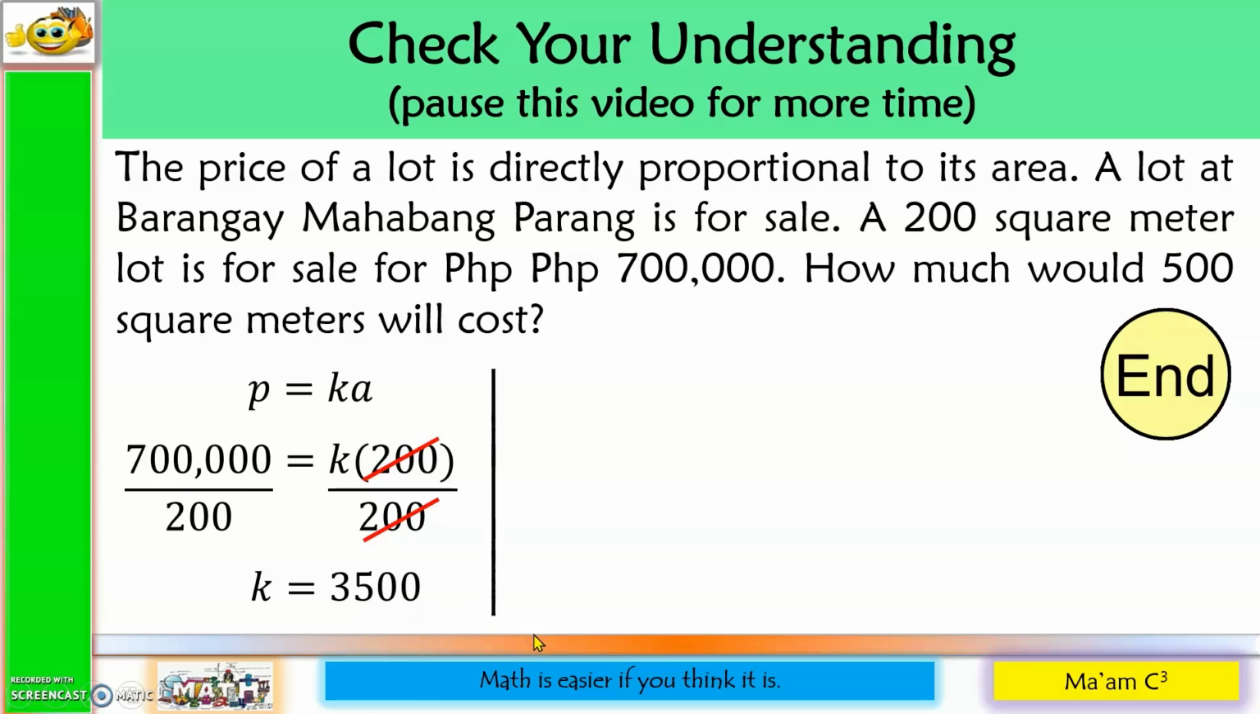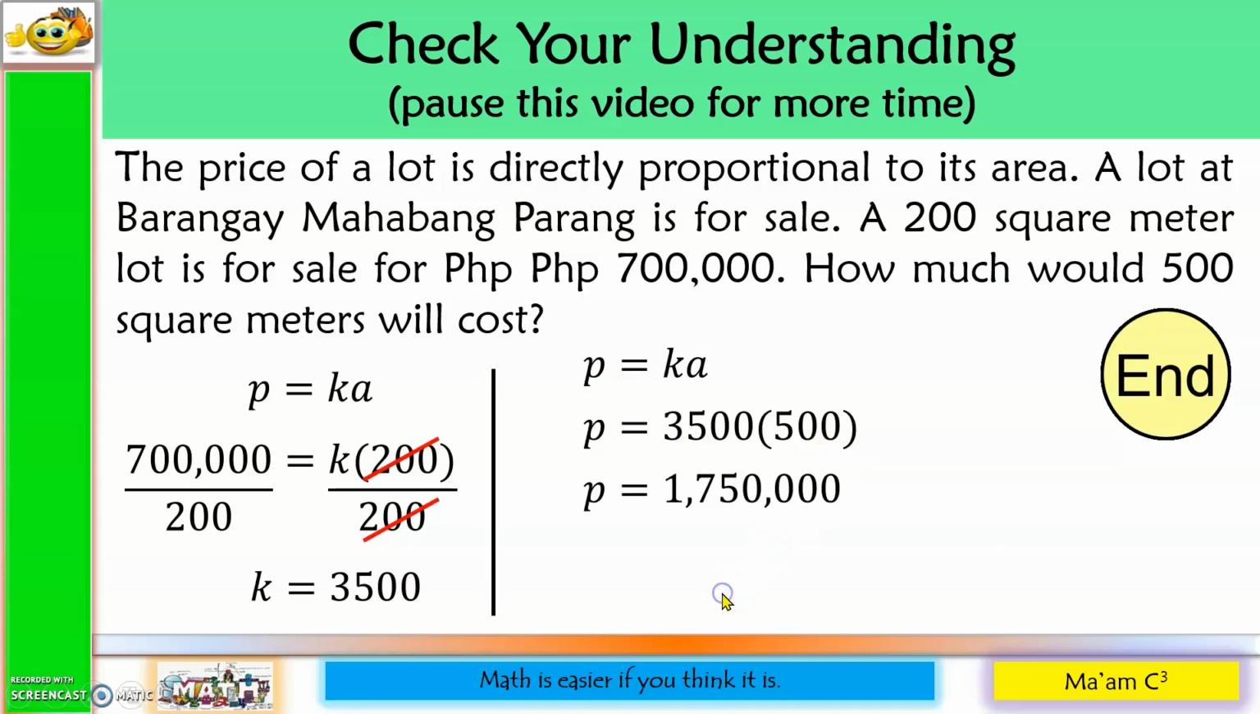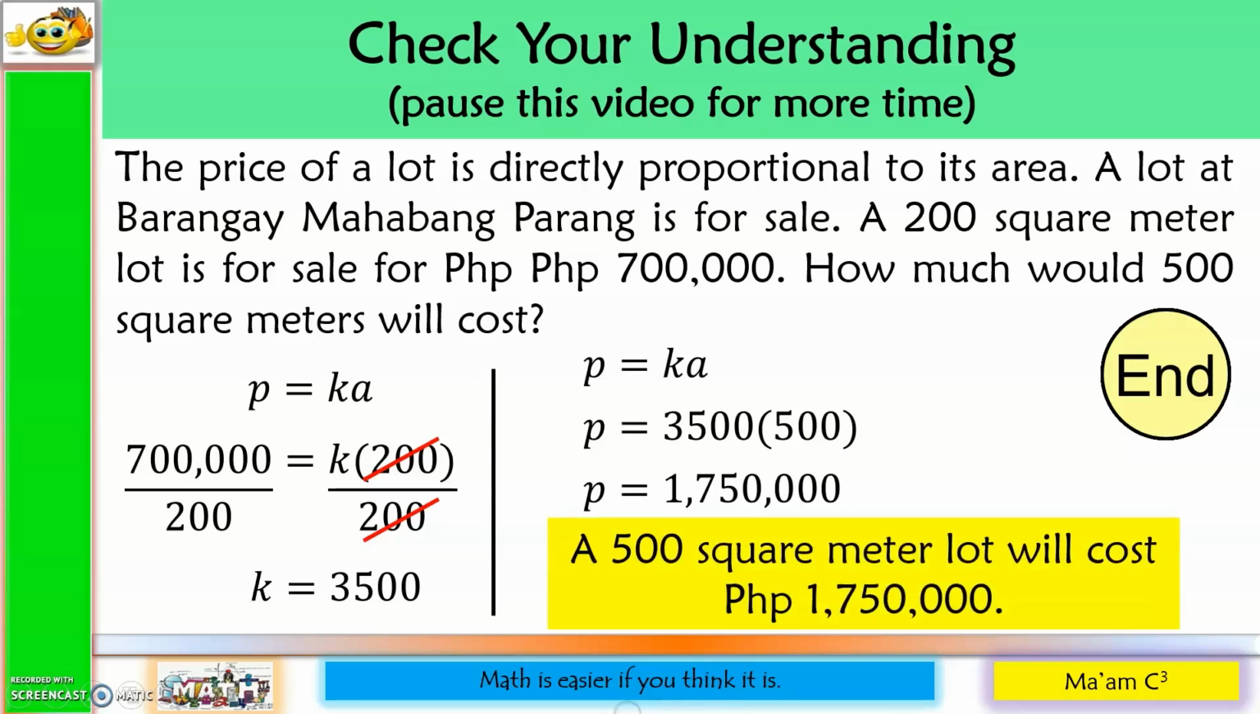Now let us solve for P if the area is 500 square meters. So our P is unknown, our k is 3,500, and our area is 500. So 3,500 times 500 is 1,750,000. Therefore, a 500 square meter lot will cost 1,750,000 pesos.